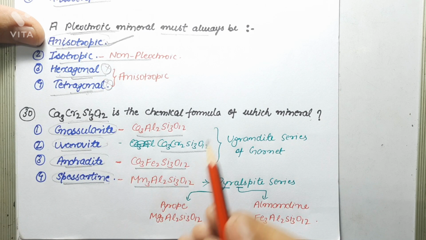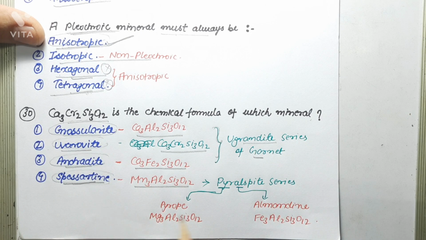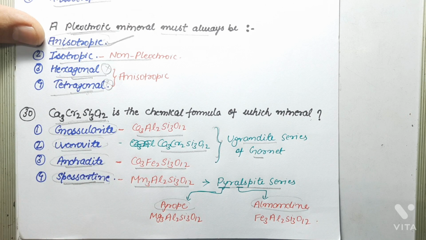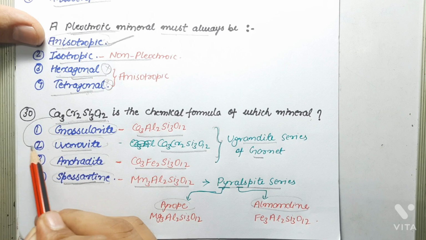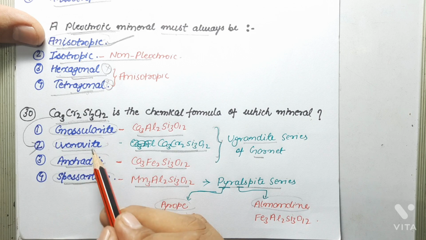These three minerals belong to the ugrandite series of garnet, and spessartine, along with pyrope and almandine, belongs to the pyralspite series of garnet. As far as the question is concerned, the question is asking about Ca3Cr2Si3O12. So clearly this is the chemical composition of uvarovite. So the correct answer of this question is uvarovite.